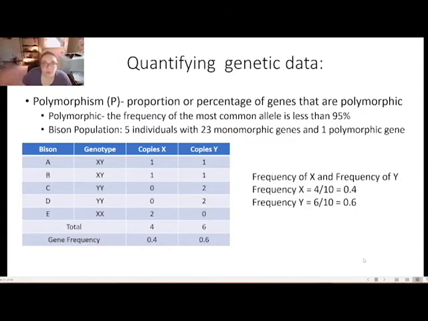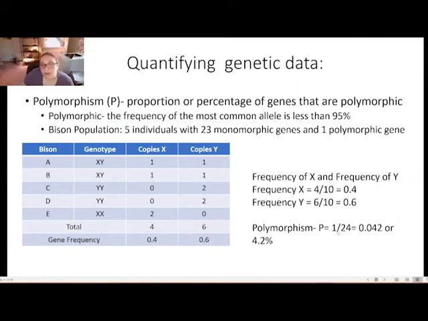So there's our math. But even though that gene is polymorphic, that doesn't necessarily mean that the whole population is polymorphic. So when you want to find if something is actually polymorphic, which is shown by the letter P, the particular gene might be, but what you have to do is you have to divide the number of polymorphic genes by the total number of genes.